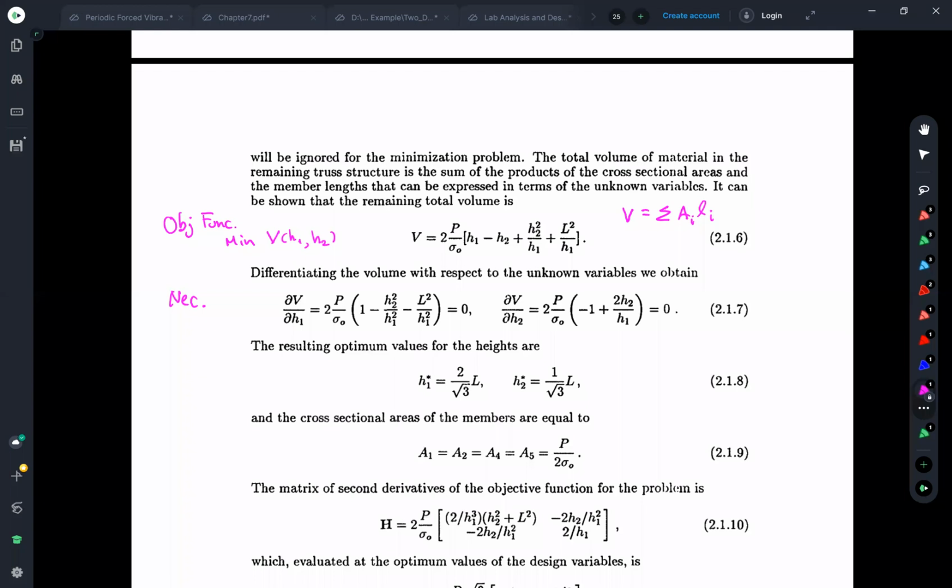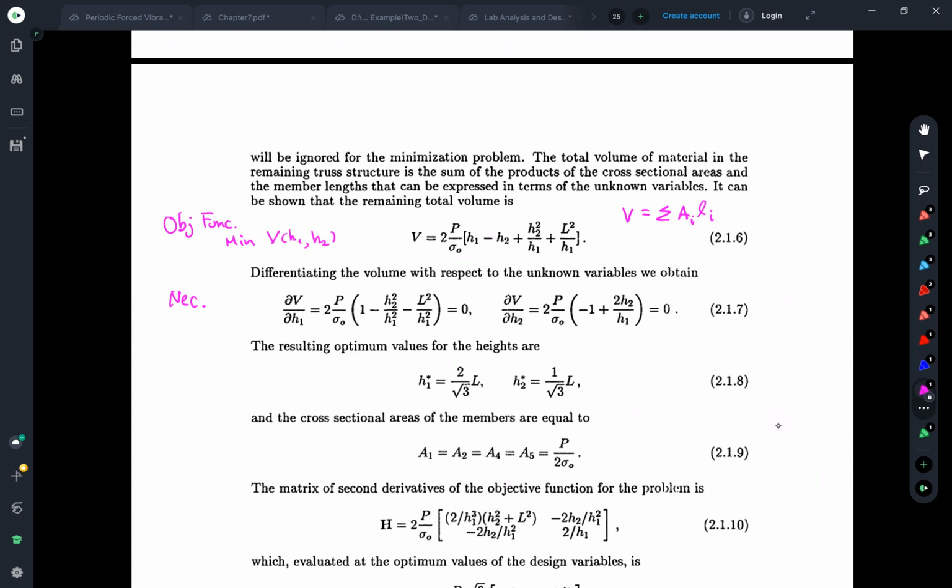Let me continue. Before I lost connection, we were at 2.1.6. Am I correct? If you don't say anything, okay, let me continue.